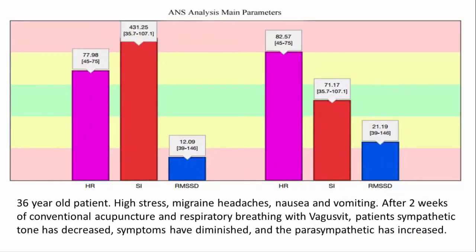This case study is of a 36-year-old patient with high stress who suffers from migraine headaches complicated with nausea and vomiting. The ANS analysis reveals a regulatory disorder, and the physician prescribes acupuncture and respiratory therapy. After 2 weeks of conventional acupuncture treatment and daily guided respiratory breathing with Vagus Fit, the patient's sympathetic tone has decreased, migraine symptoms have diminished considerably, and the parasympathetic has been moderately improved.